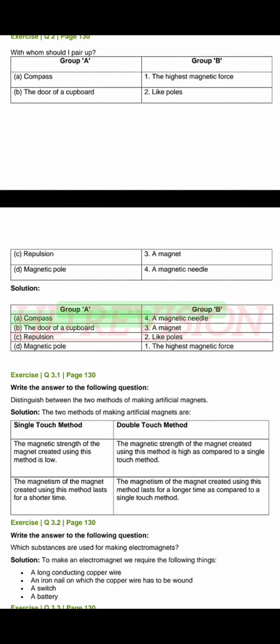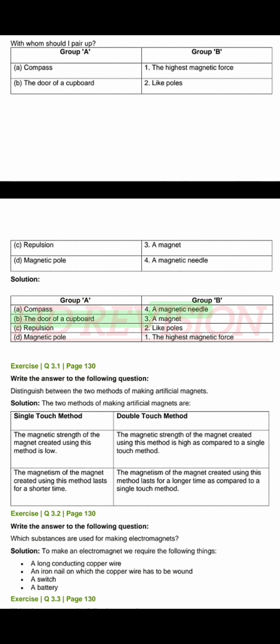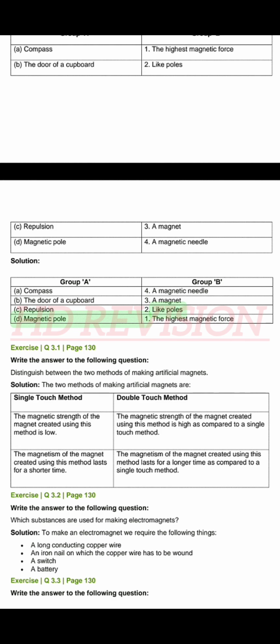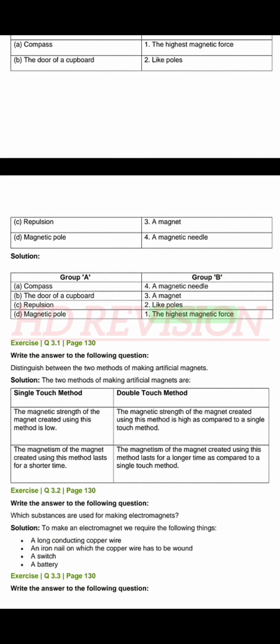Group A, Group B. A. Compass 4. A magnetic needle. B. The door of a cupboard 3. A magnet. C. Repulsion 2. Like poles. D. Magnetic pole 1. The highest magnetic force.